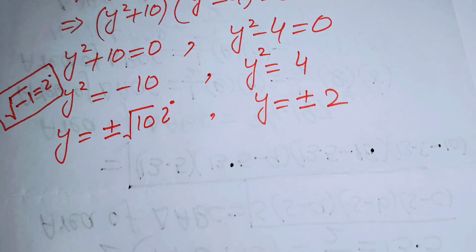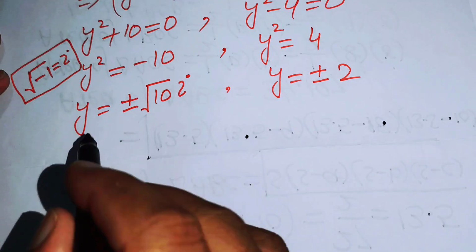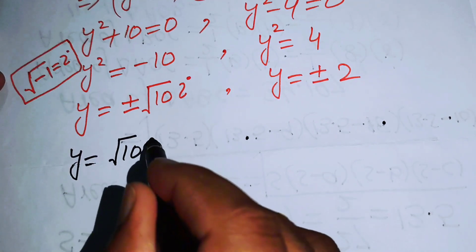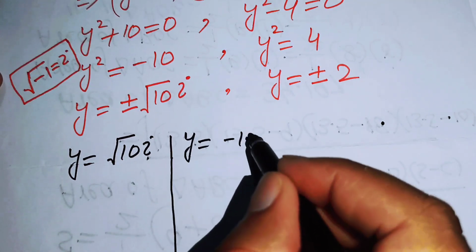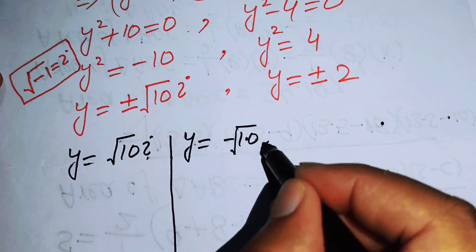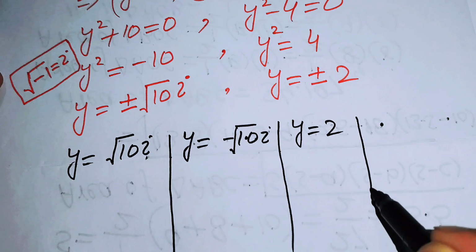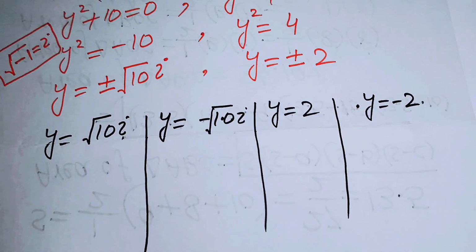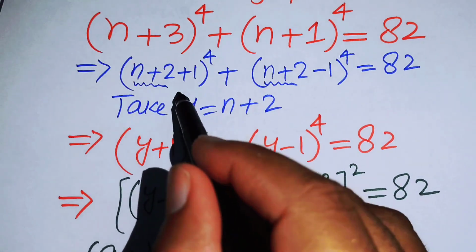So here we have four cases. I can write each case separately. The first case is y is equal to square root of 10 iota. The second case is y is equal to minus square root of 10 iota. The third case is y is equal to 2. And the last case is y is equal to minus 2. And in the start of the question we took y is equal to n plus 2.